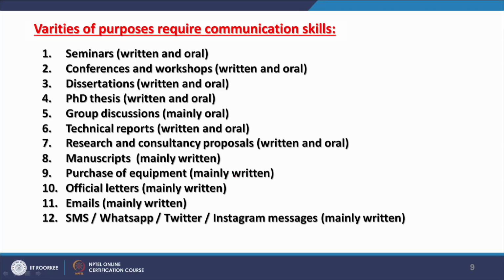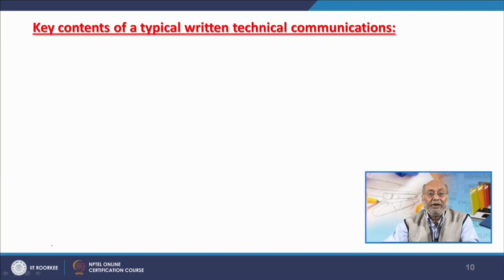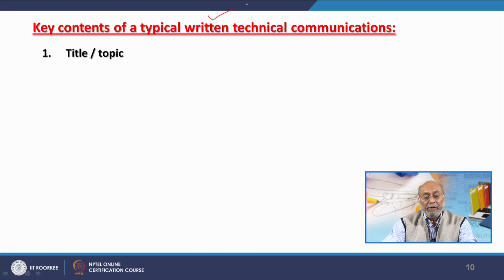Again, this is the variety of purposes for which communication skills are required. This list is not exhaustive, so there may be many other types of communication which are not listed here. Now, key contents of typical written communication. Here we are focusing initially in this course on written technical communication, so one by one we will be taking them.